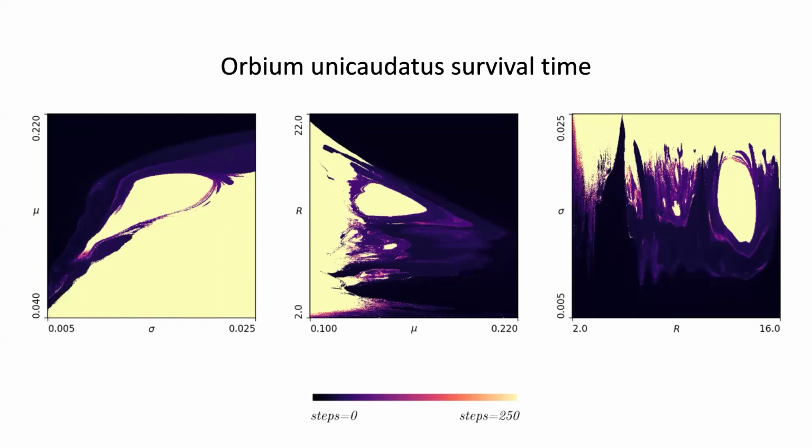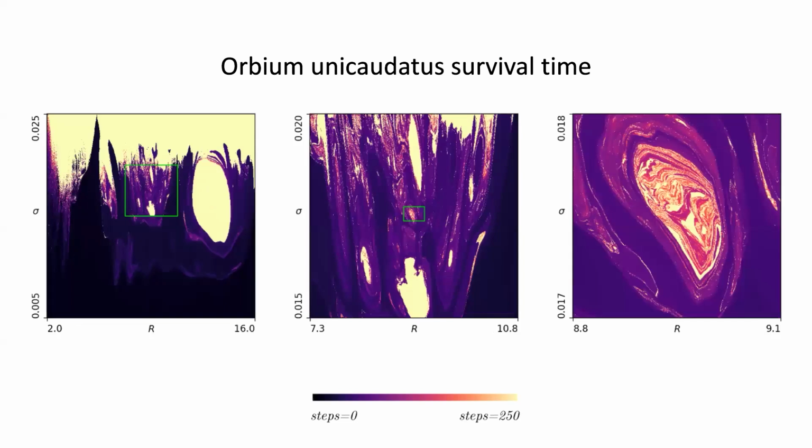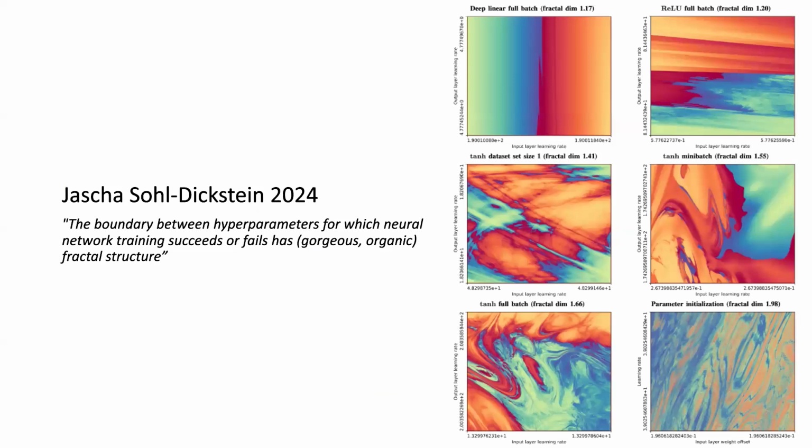These also have this scale where you can zoom in practically infinitely, until floating point precision errors start to be the biggest factor, and you still get the same kind of structure. This last image, the super zoomed in one, looks a lot like this result from Jascha Sohl-Dickstein earlier this year, which showed that the boundary for whether neural networks are trainable or not is also a fractal structure.